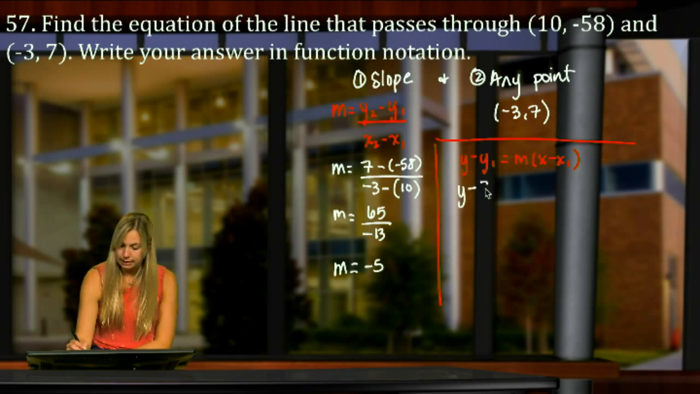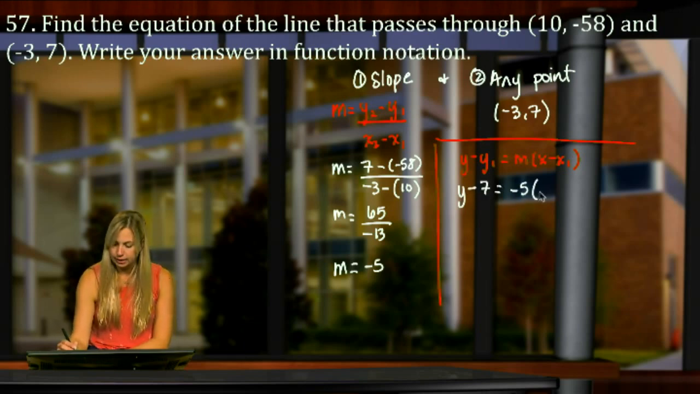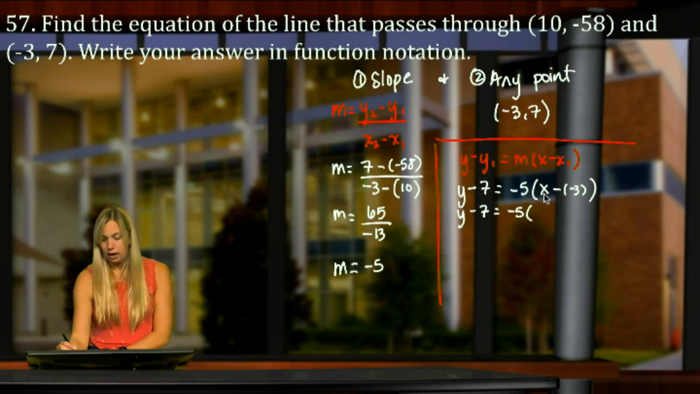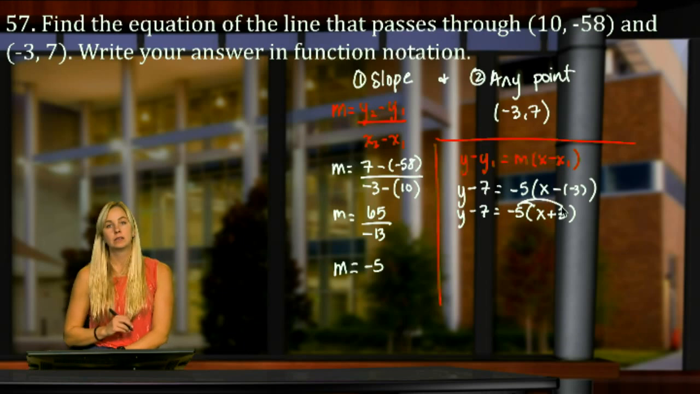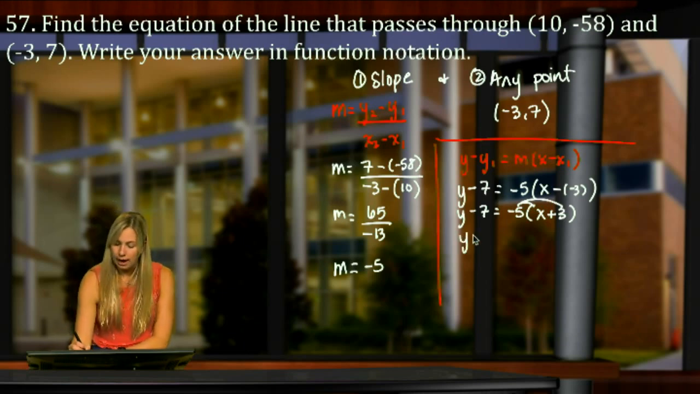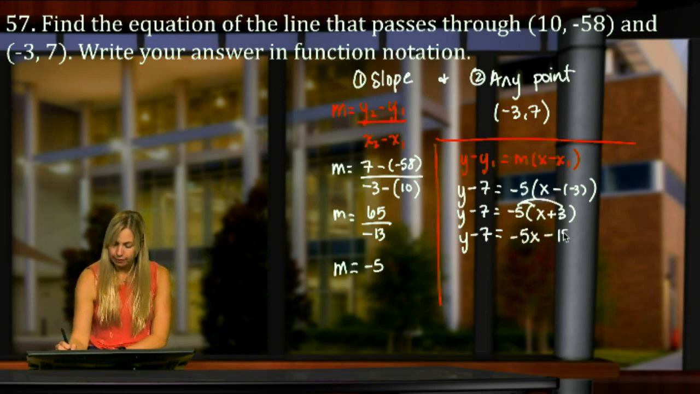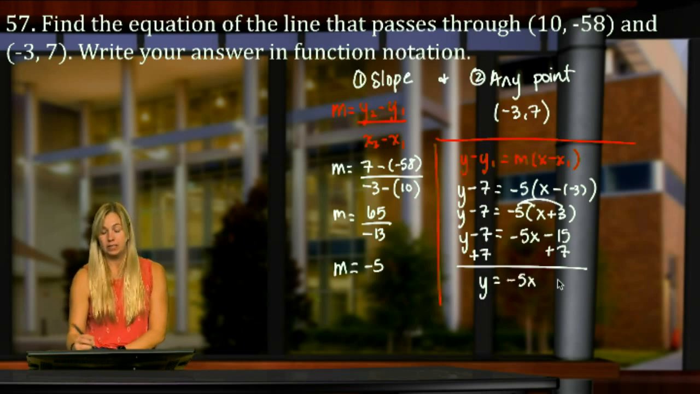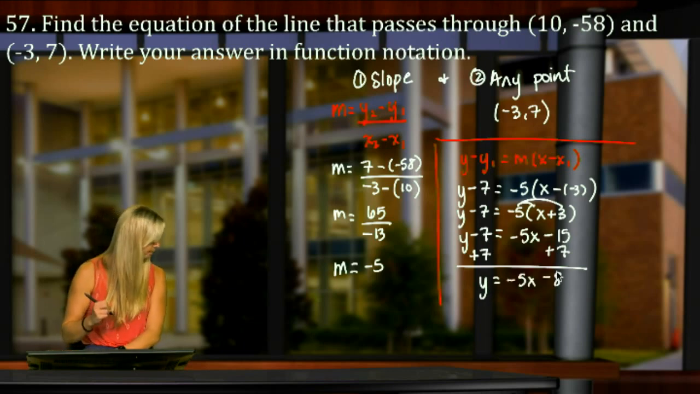So we have y minus 7 equals negative 5 times x minus negative 3. X minus negative 3 is the same as x plus 3. Next, we're going to distribute the negative 5. So we have y minus 7 equals negative 5x minus 15. And then to isolate y, we're going to add 7 to both sides. So we have y equals negative 5x, negative 15 plus 7 is negative 8.